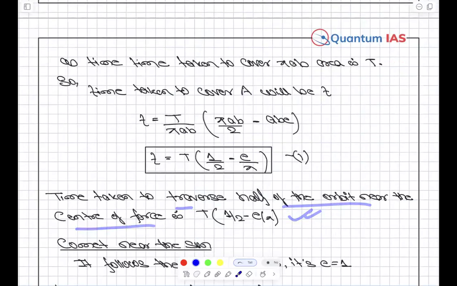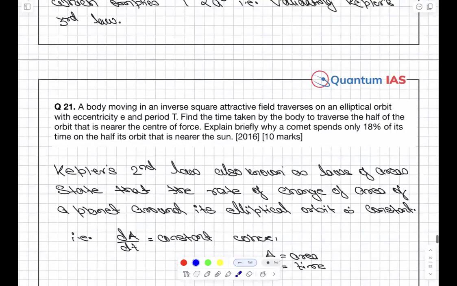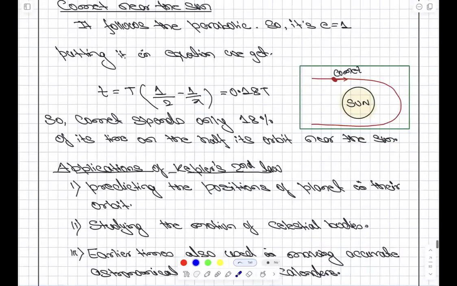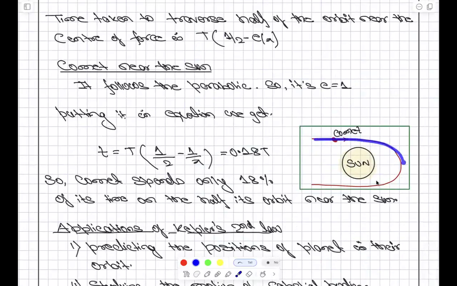Now, second question is, explain briefly why a comet spent 18% of the time taken. So do they want the explanation mathematically or verbally? They want a mathematical explanation. Why? We know that the comet is not going in an orbit. Rather, the comet will move and go something like that, that it follows a parabolic path.